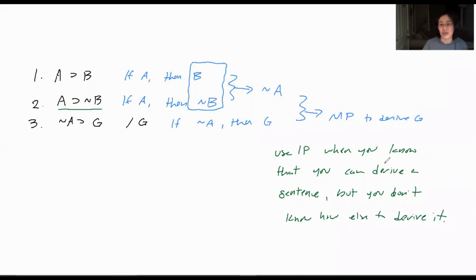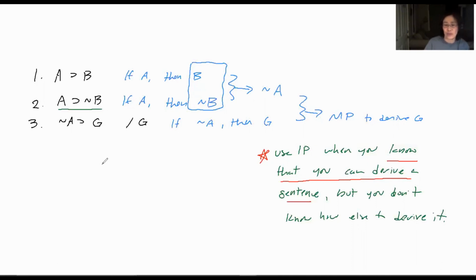Now, crucial to the strategy is that you have to know that you can derive a sentence. If you are only guessing that you can derive that sentence, or you just want that sentence but you don't know that you can derive it, then you don't know that you can generate a contradiction by assuming the sentence's opposite. And so then IP is no sure strategy. If, however, you know that you can derive a sentence, like we know here, we know that not A follows from premises 1 and 2. We're just not sure how to get there. Then you can use IP safely.